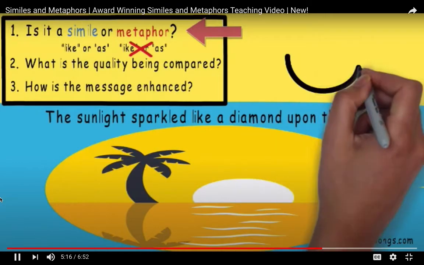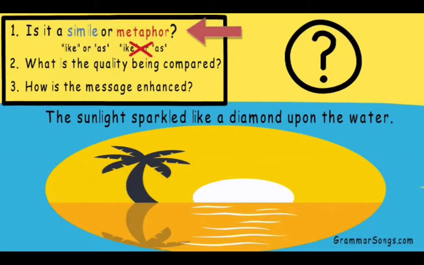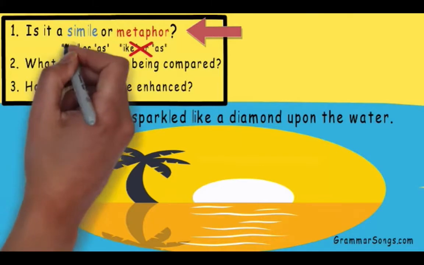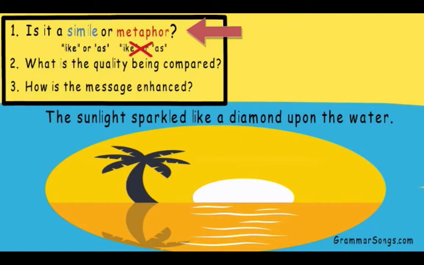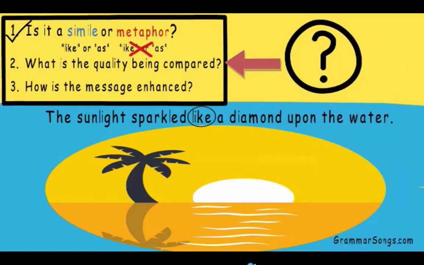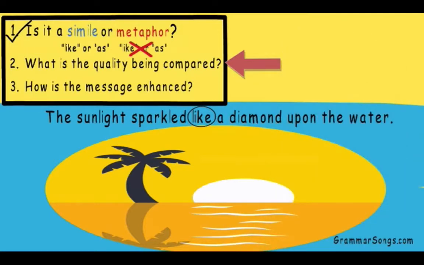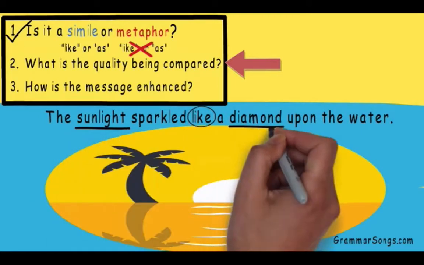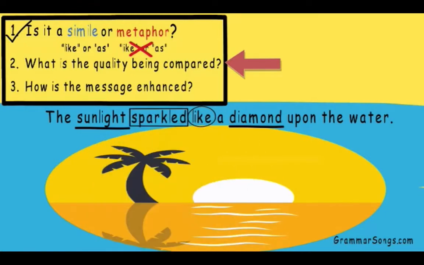Remember, similes include the words like or as. Do you think this is a simile or a metaphor? Well, since the author uses the word like, the sunlight sparkled like a diamond, this sentence would have to be a simile. Next, we need to note the quality being compared. Which two subjects is the author comparing in this simile? Well, the author is comparing the sunlight to a diamond. Both the sunlight and a diamond have the quality of sparkling.